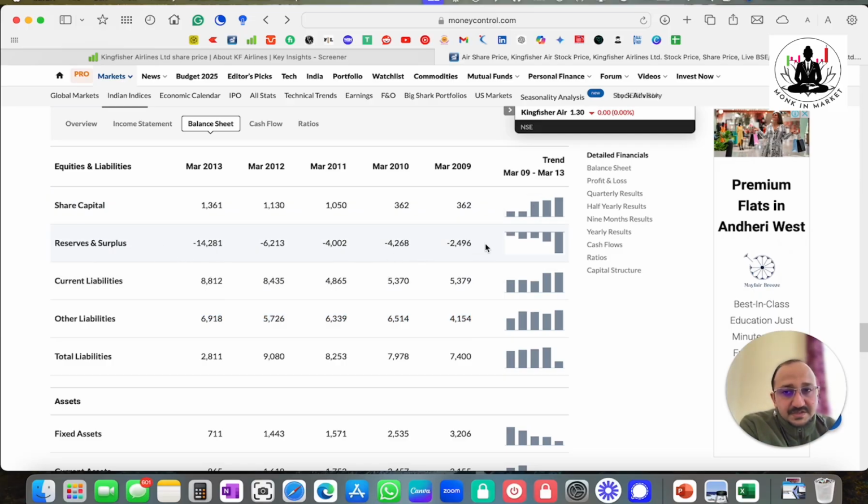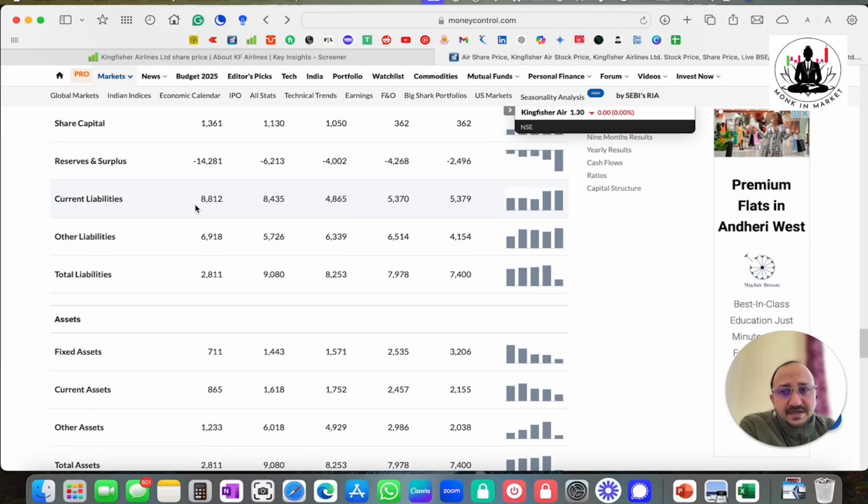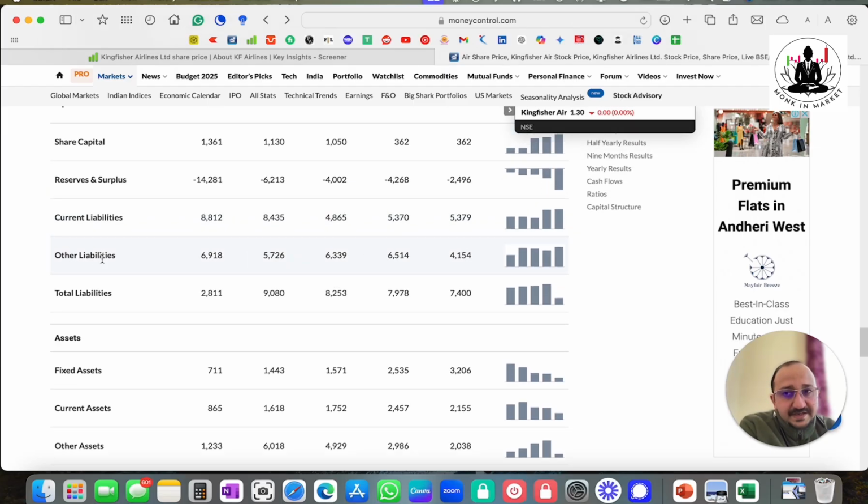The reserves and surplus were decreasing. Very bad. The current liabilities were high, more than the current assets throughout. Again, it was a bad situation, right? Third thing, the loans, the debt liabilities, loan from the bank was high as compared to this. I hope this is clear to everybody. So these are important criteria that we have to see, guys. I hope this is clear to everybody.